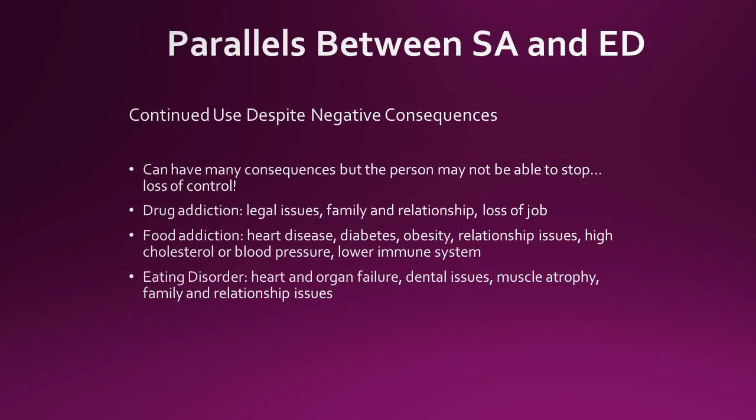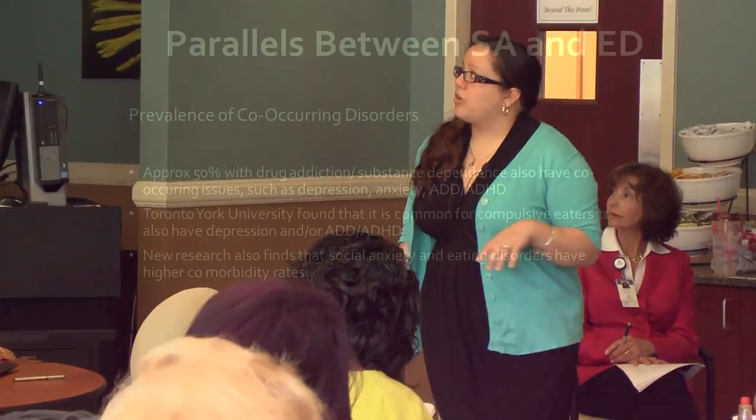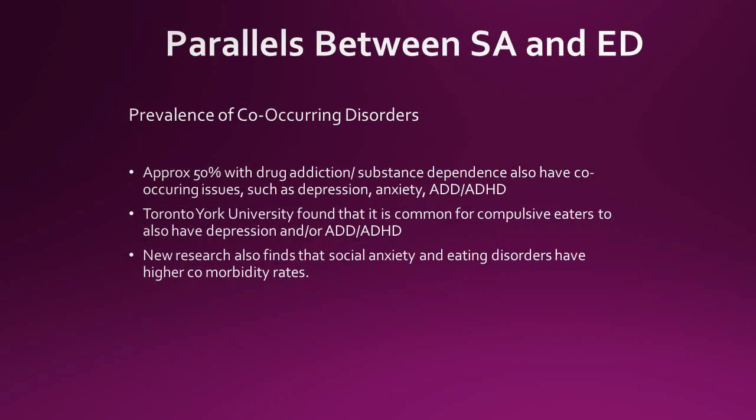So these are all sorts of different negative consequences: diabetes, heart disease, obesity, relationship issues, heart and organ failure, dental issues, muscle atrophy, family and relationship issues. All of those are negative consequences. And they all have a really high prevalence of co-occurring disorders. Approximately 50% with substance dependence have other co-occurring stuff of depression, anxiety, ADHD. We see it a lot here at Farley. I'm sure you guys see it in your patients. Rarely do people come in as one-trick ponies.